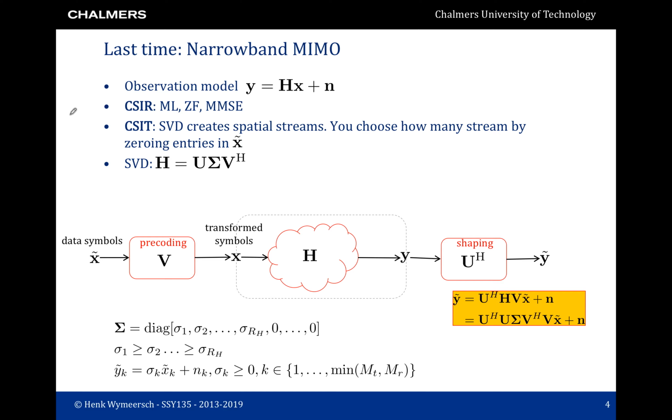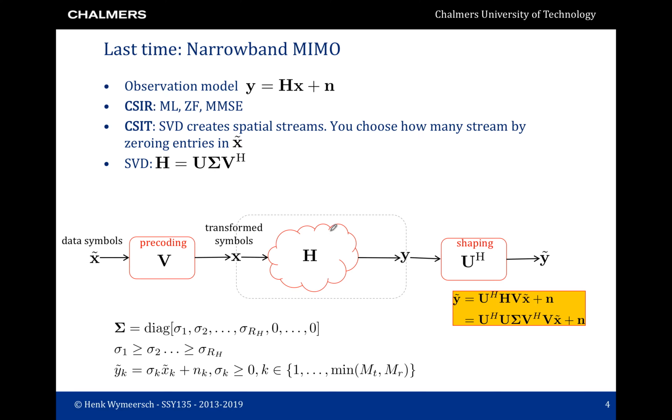When channel state information is available at the transmitter, we can do much more. We can use a singular value decomposition to create parallel non-interfering streams. The expression for the singular value decomposition is shown here, where U and V are unitary matrices, and Sigma is the matrix of singular values. Sigma is a diagonal matrix, where all the entries on the diagonal are non-negative.